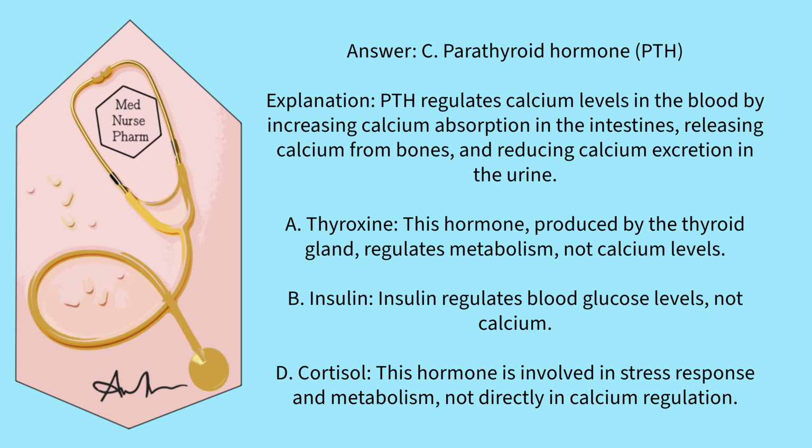If you chose option C, you are correct. Parathyroid hormone. Parathyroid hormone regulates calcium levels in the blood by increasing calcium absorption in the intestines, releasing calcium from bones, and reducing calcium excretion in the urine.